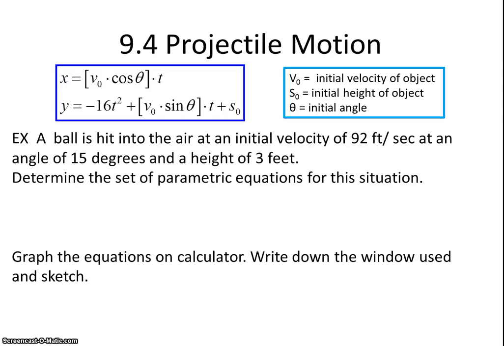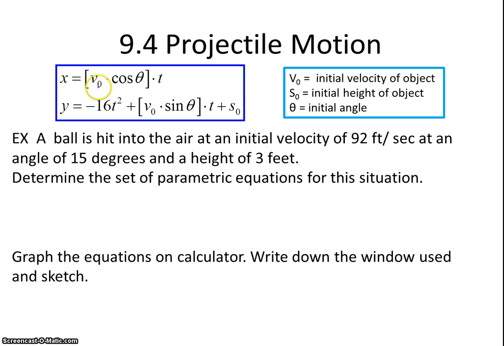Okay, class, today we're going to talk about projectile motion. And projectile motion is a pair of parametric equations where we have the x with the cosine equation and the y with the sine equation. And the equations will be like this, and we'll just plug in the different unknowns and knowns.